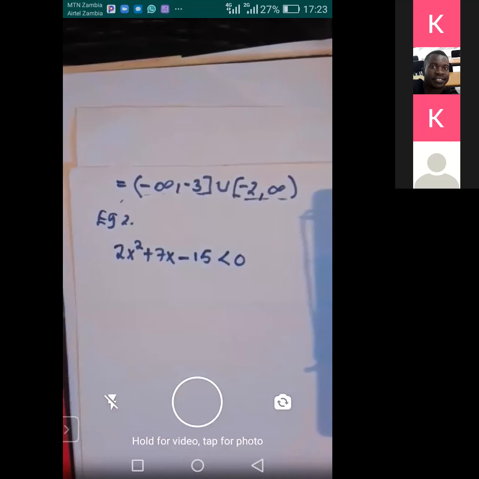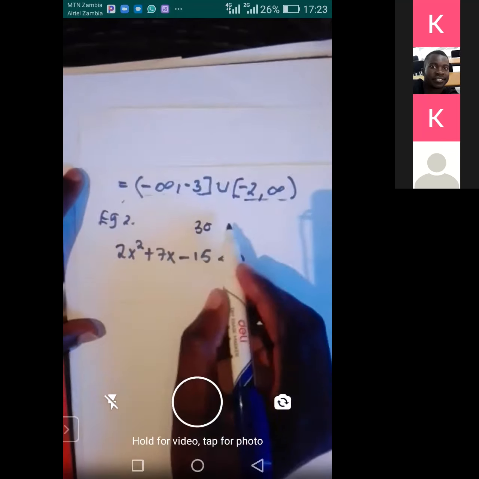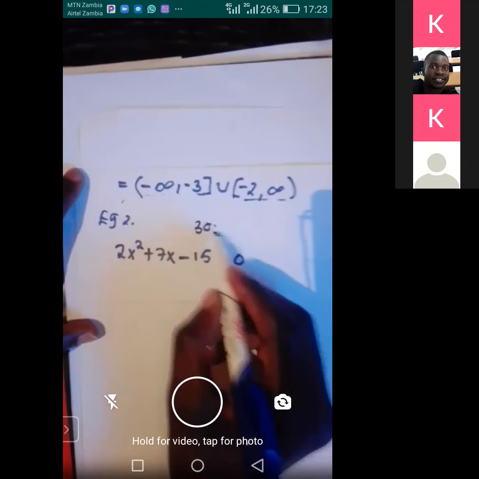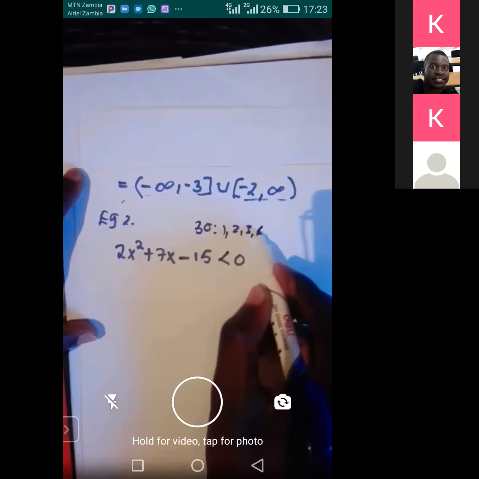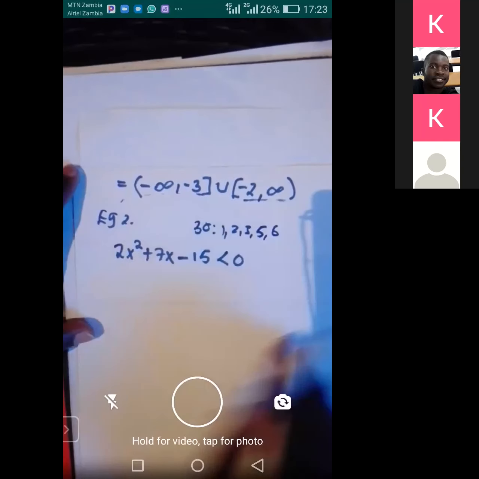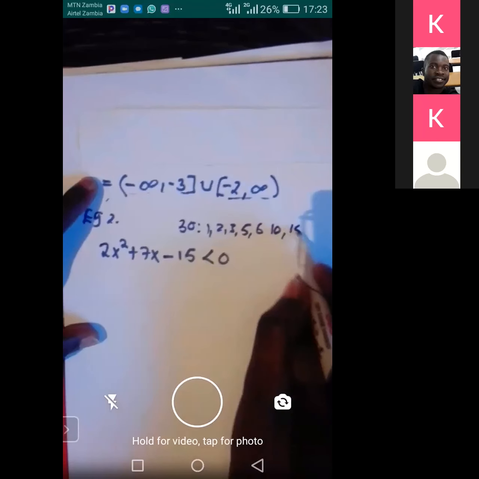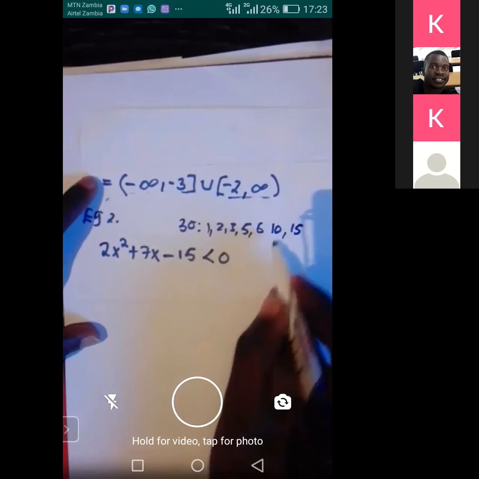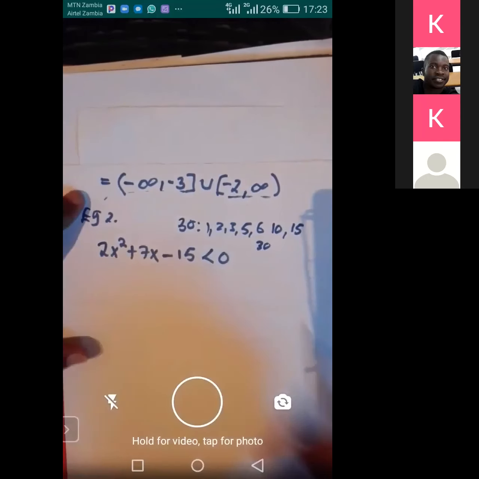So that's what we have there. Okay, so we are going to factorize this one. The product here, factors of 30, we have 1, 2, 3, 4, 5, 6, we have 10, we have 15, and 30. Okay, so we can pick 3 and 10 here.